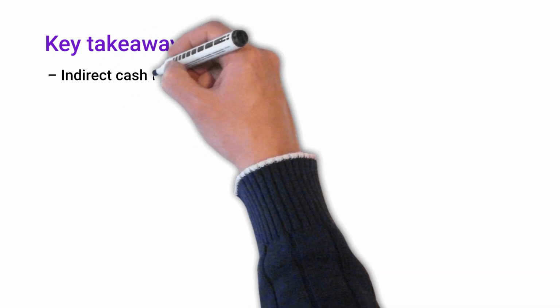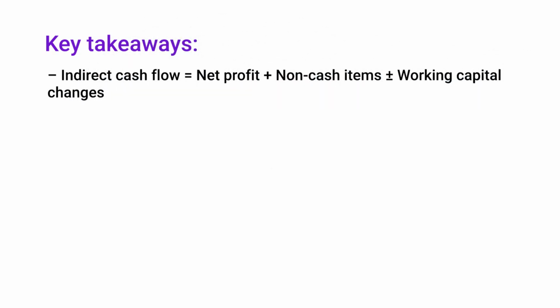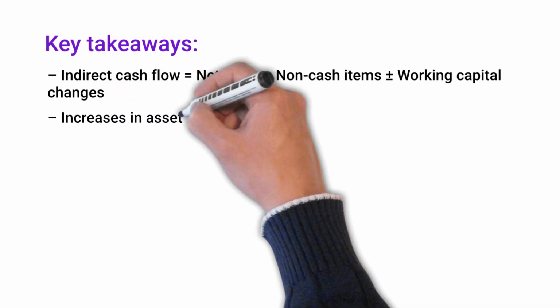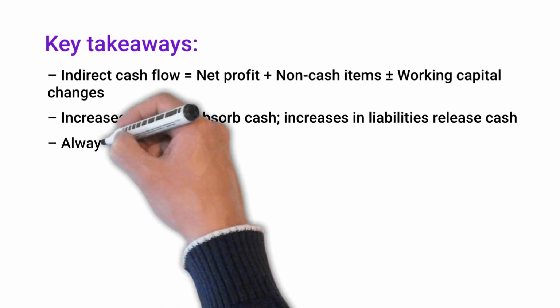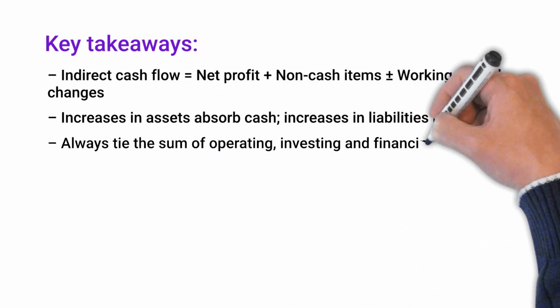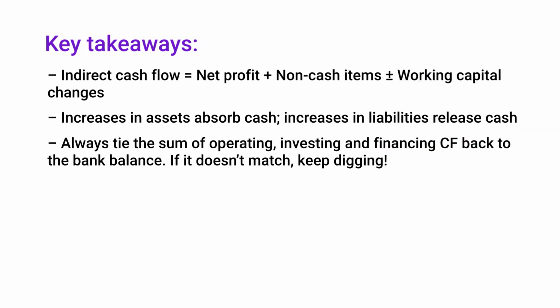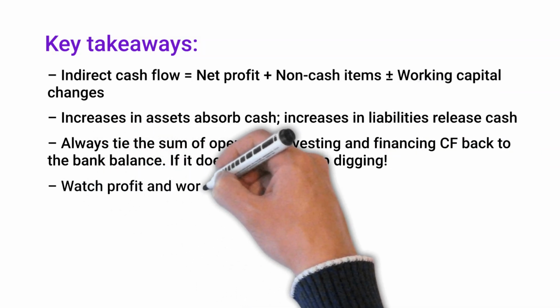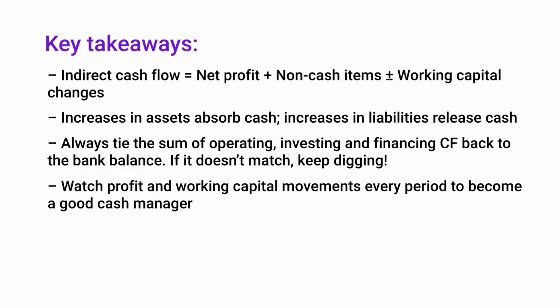Indirect cash flow equals net profit plus non-cash items plus minus working capital changes. Increases in assets absorb cash. Increases in liabilities release cash. Always tie the sum of operating, investing and financing cash flow back to the bank balance. If it doesn't match, keep digging. Watch profit and working capital movements very closely every period to become a good cash manager.